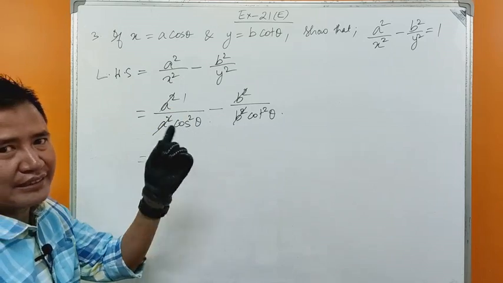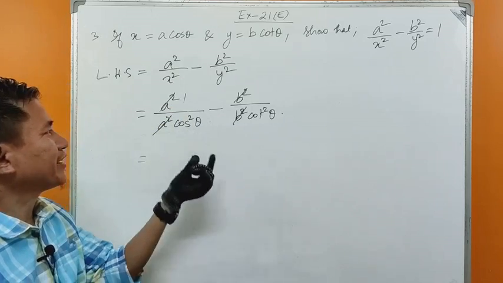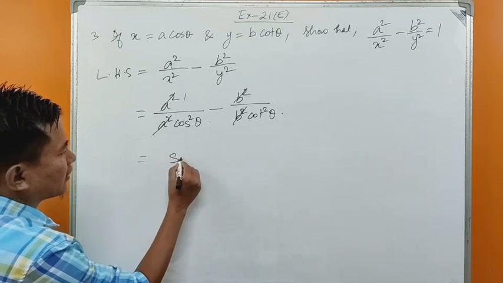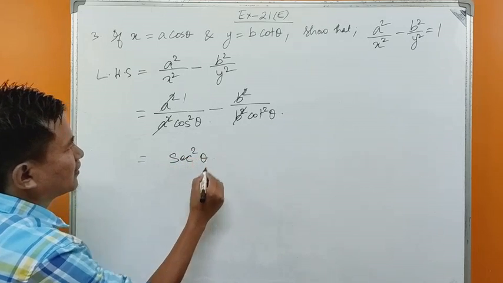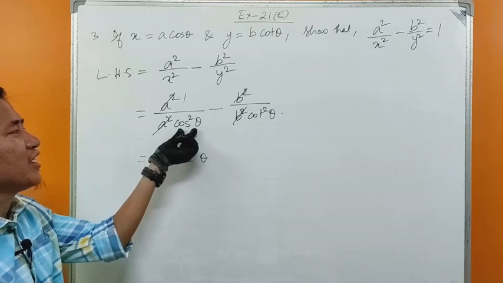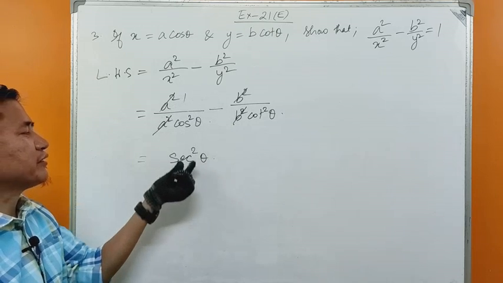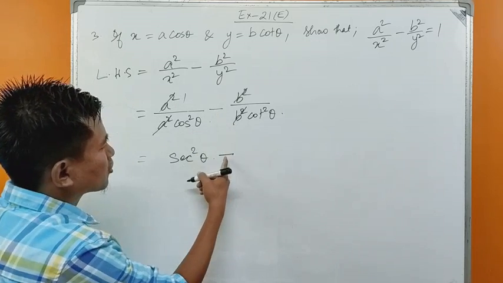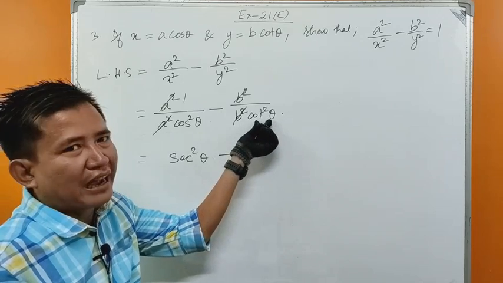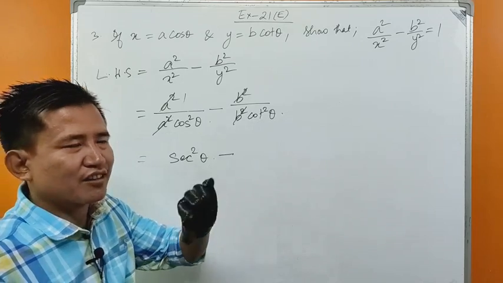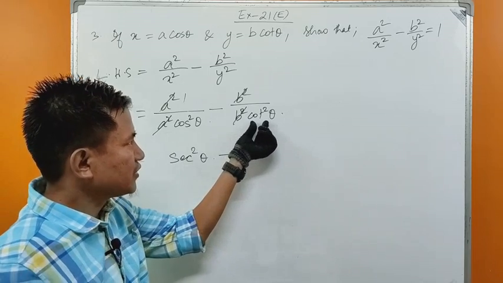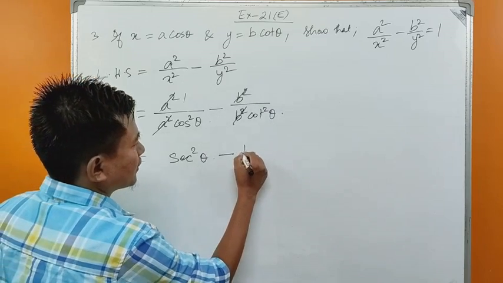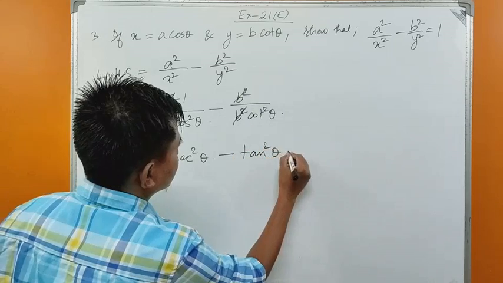So cos theta and sec theta are reciprocal of each other, we know that. So if you take cos square theta to the numerator, it becomes sec square theta. Similarly, this minus comes here. Cot square theta and tan theta are reciprocal of each other. So if you take this cot square theta to the numerator, it becomes tan square theta. Tan square theta, isn't it?